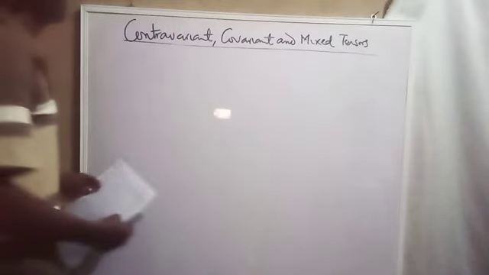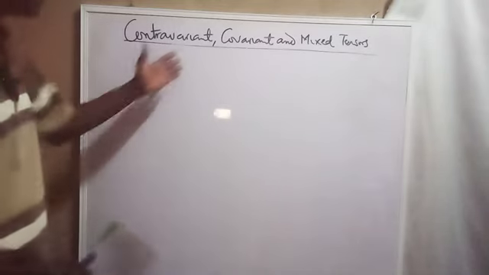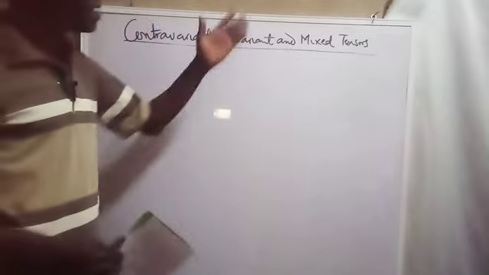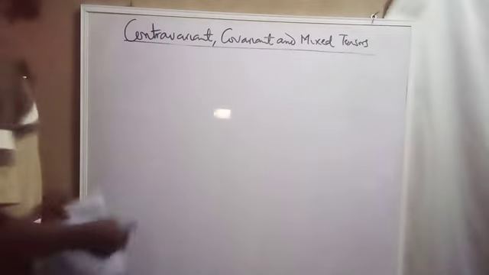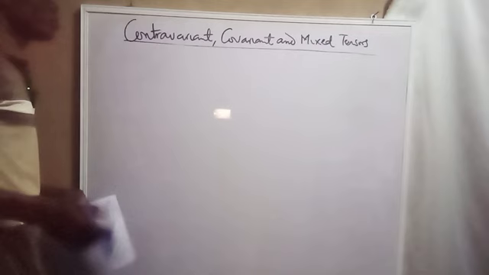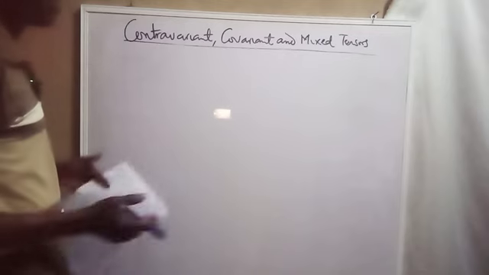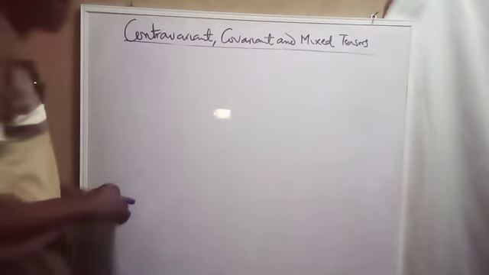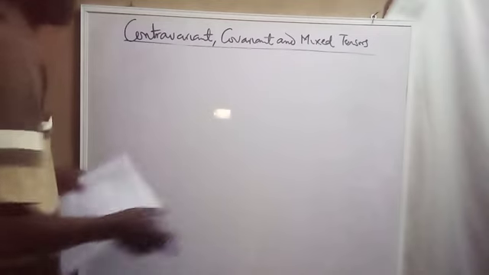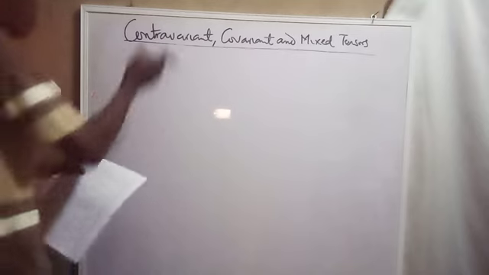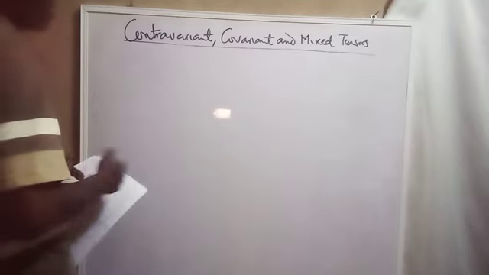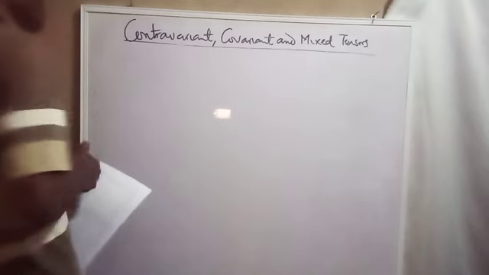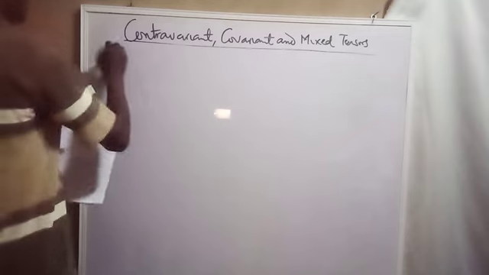Hello. In this video, we want to talk about contravariant, covariant, and mixed tensors. In the previous videos, we discussed contravariants, covariants, and tensors, but we didn't discuss anything under mixed tensors. This time around, we're going to talk about mixed tensors, but we still want to relate contravariant and covariant vectors to mixed tensors. So please let us be attentive.